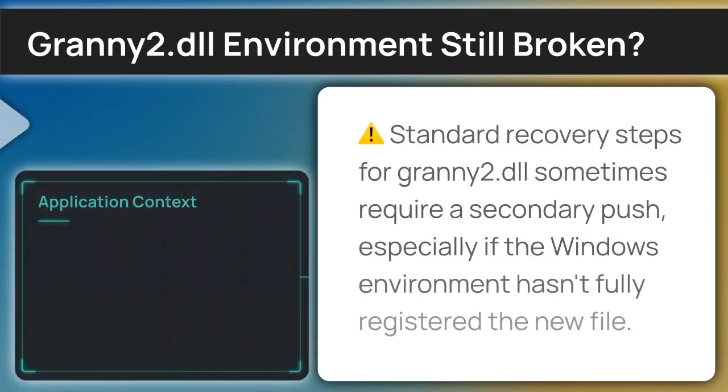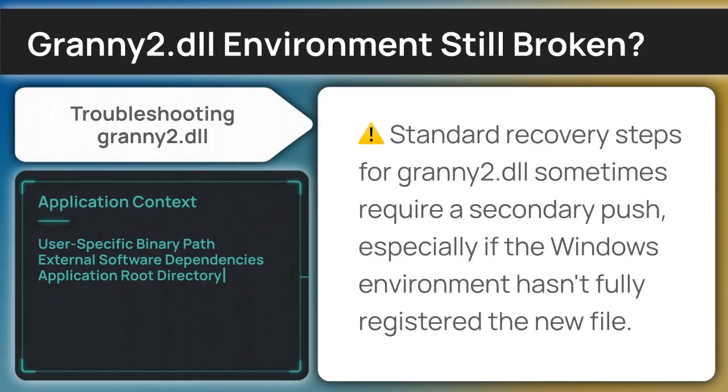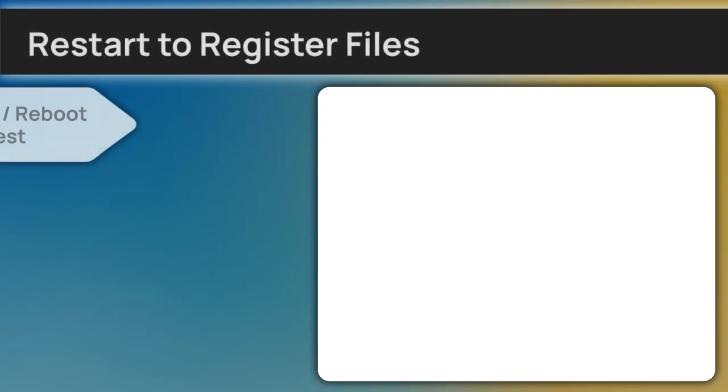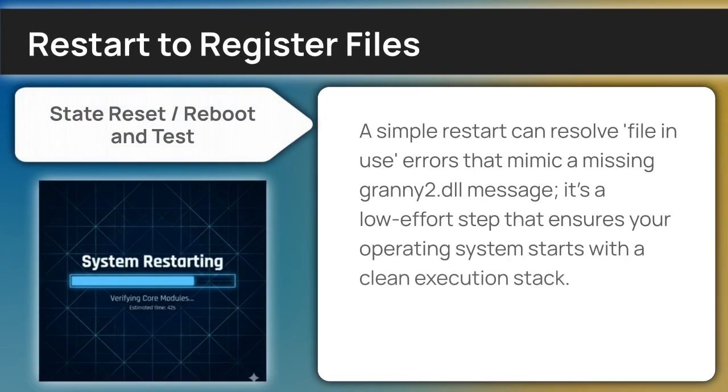If the error persists despite the new library files, we must verify if a simple synchronization conflict is preventing the file from loading. A quick reboot can determine if the error is transient. While it won't fix a deleted file, it can re-establish the connection between your software and the Granny2 engine module file if the path was temporarily busy.